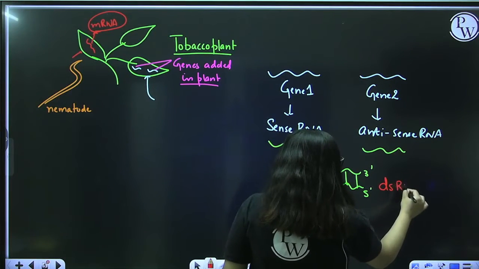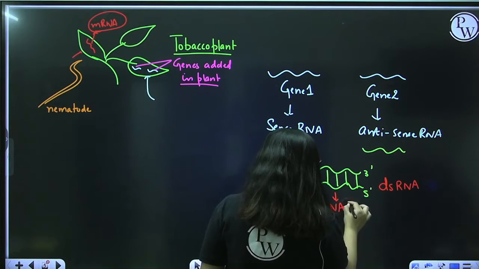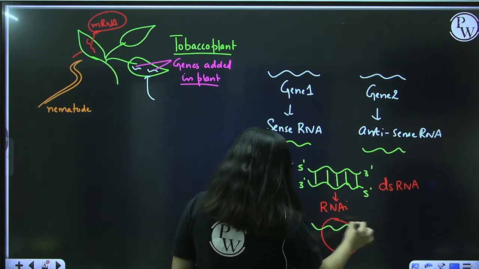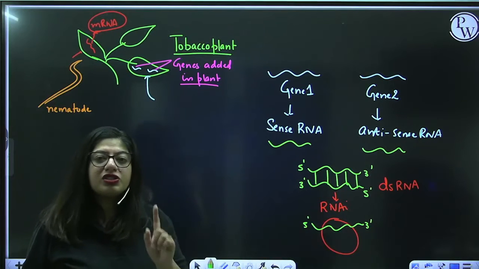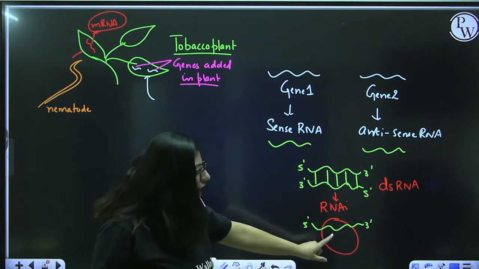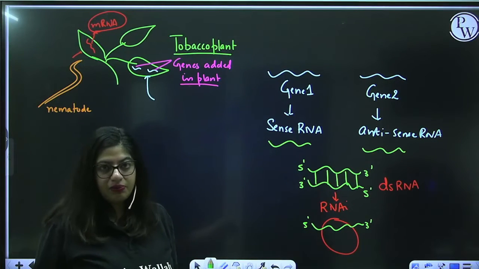Once the double-stranded RNA is formed, then RNA interference will be started and a RISC will be activated which has the strand complementary to the strand of Meloidogyne's mRNA. As a result, it will find the mRNA of Meloidogyne and destroy it wherever it is present.